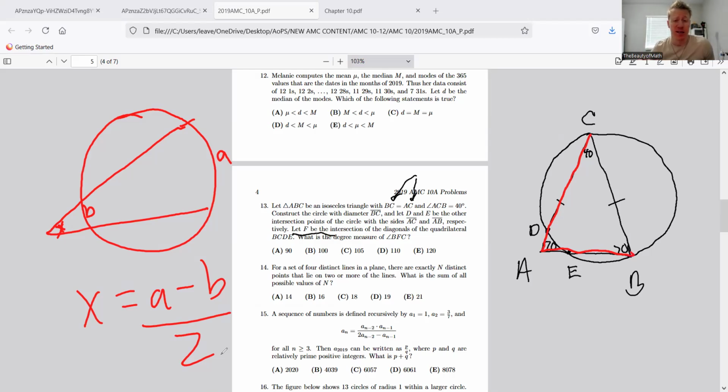It's taught usually in your geometry classes. You can see it right here. It's chapter 10 at the top of my screen from the AoPS volume 1 textbook.